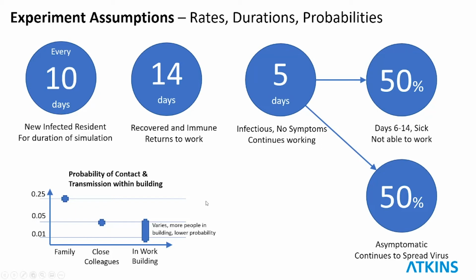Probability of contact and transmission is detailed in this chart right here. Basically, the take-home point here is that if you're at home with family, you have a much higher probability of contact and transmission than if you're working in a building, say, and someone in another business, another office has the disease.